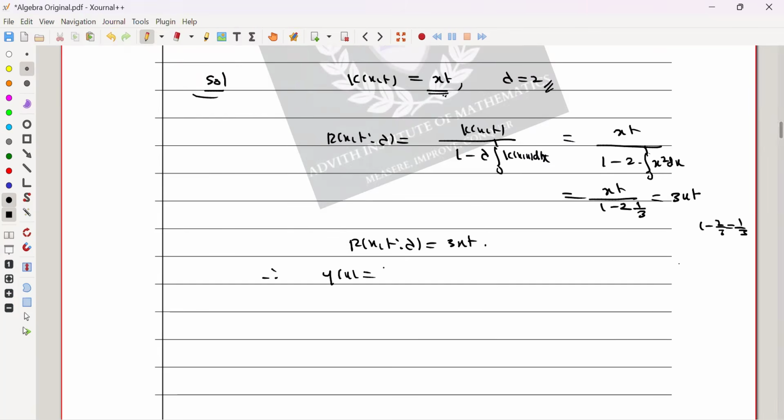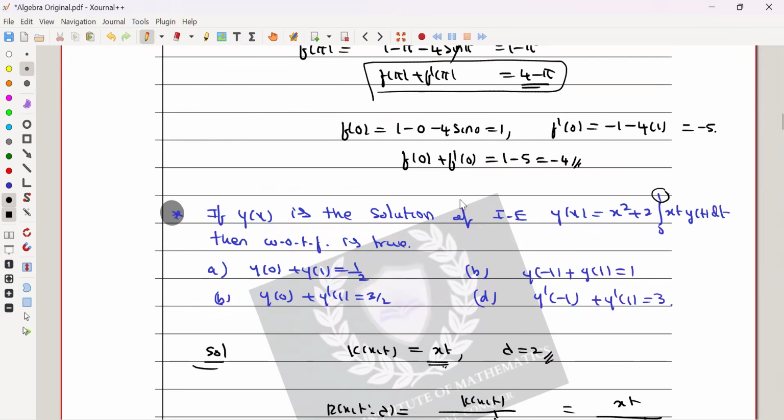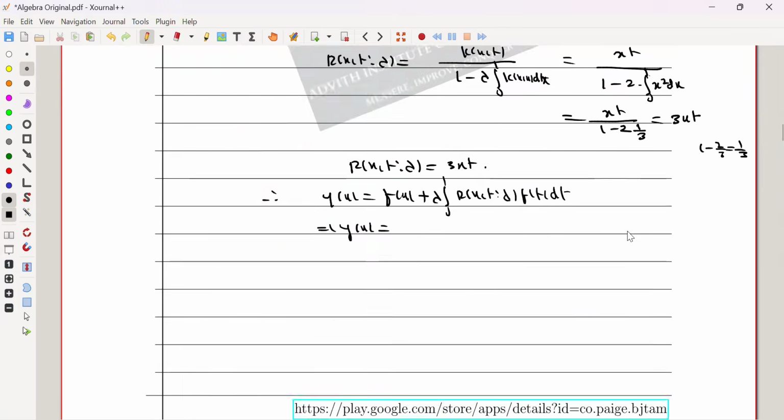y of x equal to f of x plus the integration from 0 to 1 of lambda into r of x, t, lambda into f of t dt, right? So therefore y of x equal to, what is f of x? F of x is x square, sir. So therefore x square plus lambda is 2 into integration from 0 to 1 of r, which is 3xt, into f of t, sir. F of t is t square into dt, sir. So which is equal to x square plus 6x into the integration from 0 to 1 of t cube dt, sir.